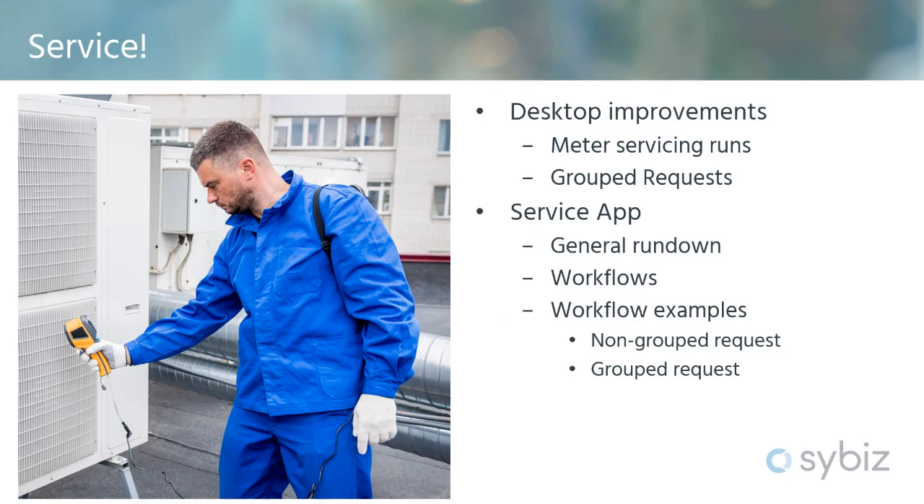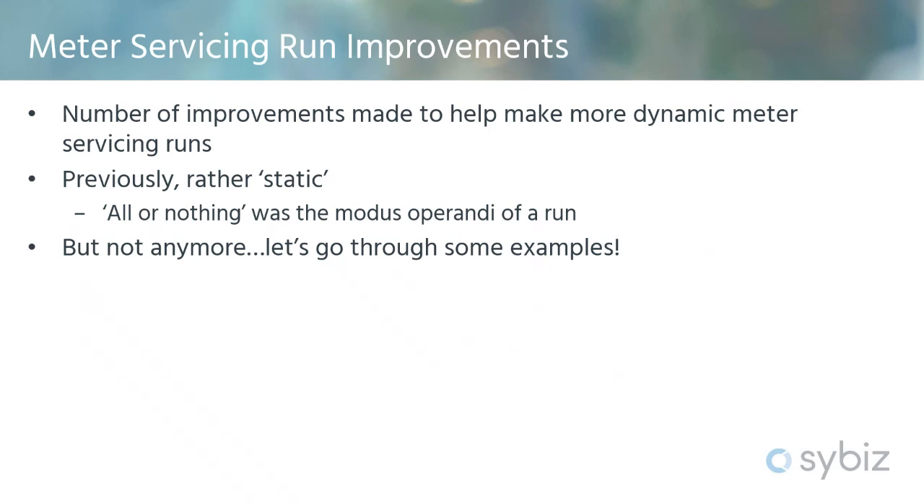So we're going to split this up again. A lot of splitting up of content today into desktop and service apps. A lot of the service app stuff does flow from the desktop improvements that we've made, but it's absolutely pivotal to get through both. So, meter servicing run improvements. Previously, the meter servicing run was very all or nothing. You generate lines, you could do things, but it was a bit tricky. So we've got through a few improvements in the software to make those meter servicing runs just a bit smoother.